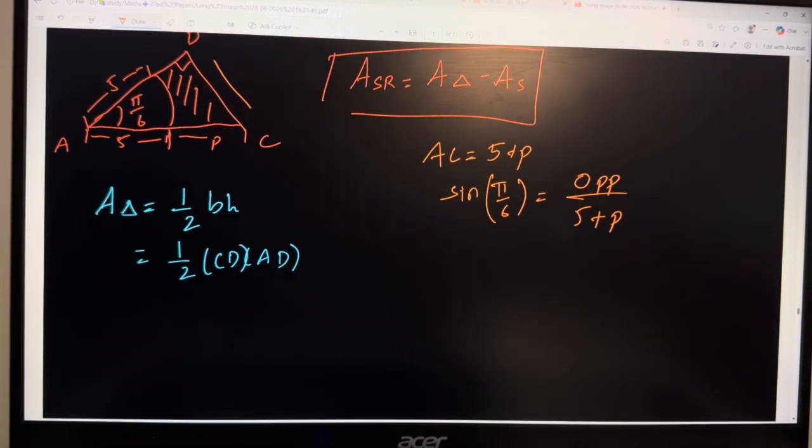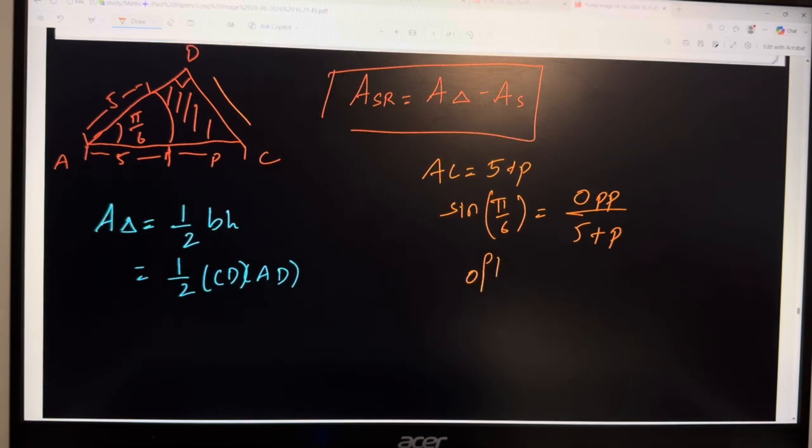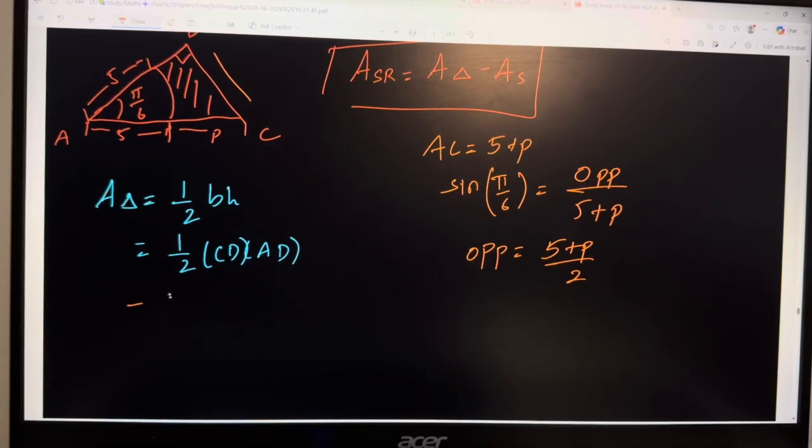Sine pi by 6 in radians is 1 upon 2, so opposite is 5 plus p times 1 upon 2, so 5 plus p upon 2. We know this now. We know CD is 1 upon 2 times 5 plus p, that is, 5 plus p upon 2.